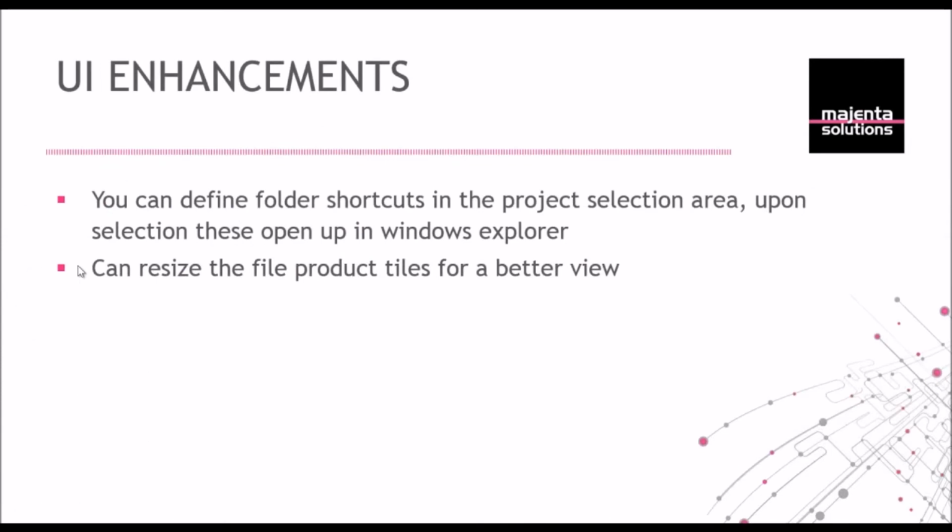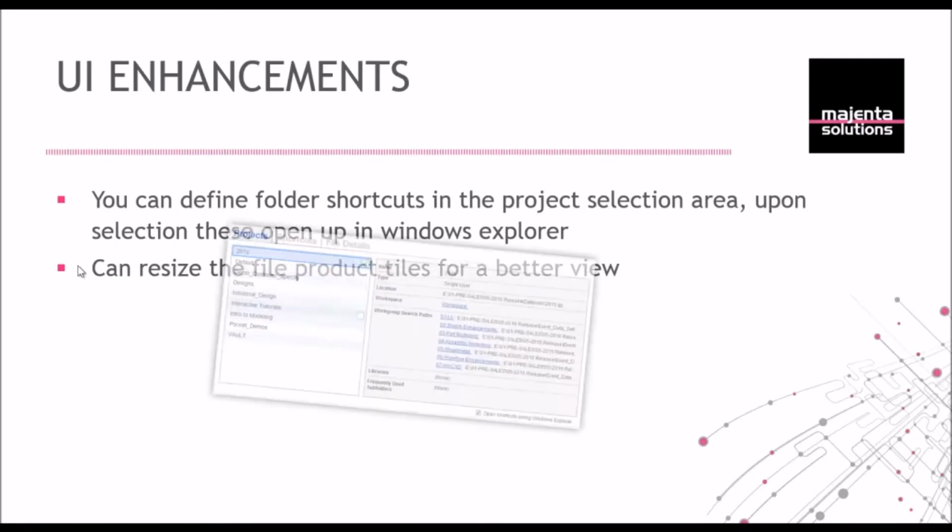You can also define folder shortcuts in the project selection area. There are two different ways you can have these so you can view them. You can select them so that when you select the folder it opens in Windows Explorer, or if you turn that off, when you select them it will open in Inventor open mode, as if you were to go file open and browse to that folder.